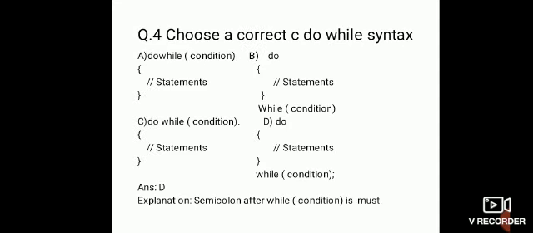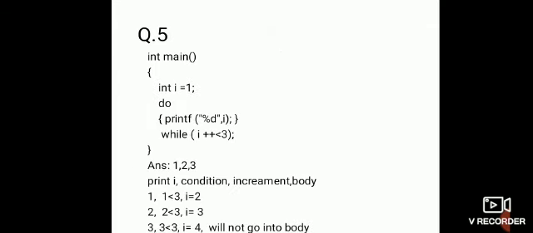Question number 4. Choose the correct C do while syntax. In this do while syntax, first comes do and the statements, and then the while condition is present. But a semicolon after the while condition is a must. So option D is correct.